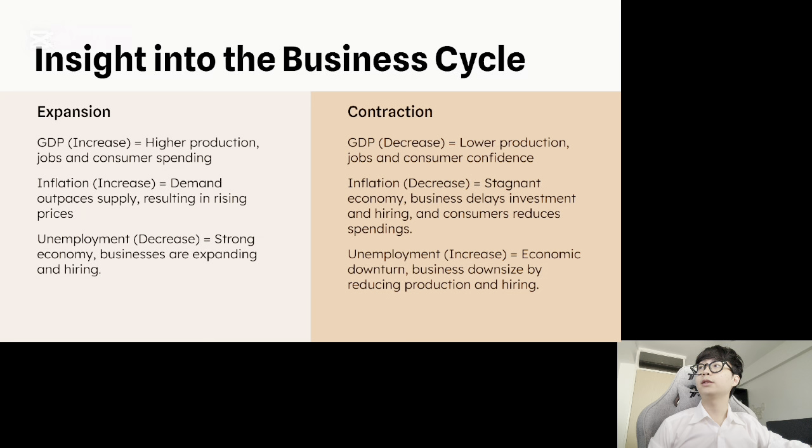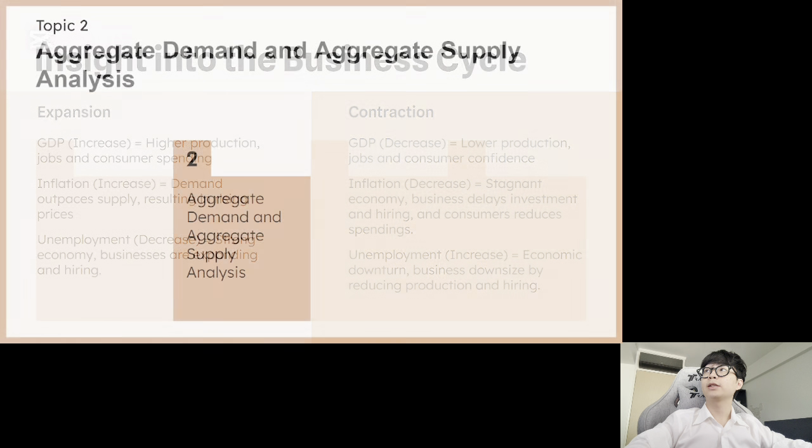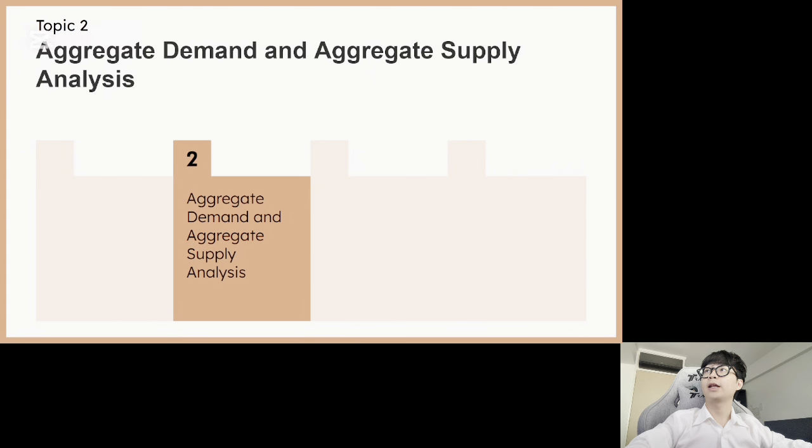Contraction. In this phase, GDP contracts, inflation may decrease, and unemployment increases. Businesses reduce production and investments, leading to job losses and lower consumer demand. Next, we'll be discussing the aggregate demand and aggregate supply analysis.